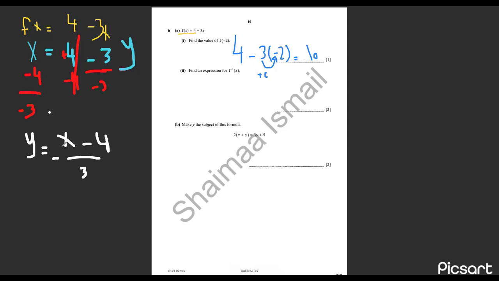Let's make the negative outside, and here we have to change the places of the signs. So here will be positive and here will be negative. Let's rewrite it: 4 minus x over 3 will equal y. So now the flip, the inverse of the function, will be equal to 4 minus x over 3. And this is the easiest way to make y the subject.